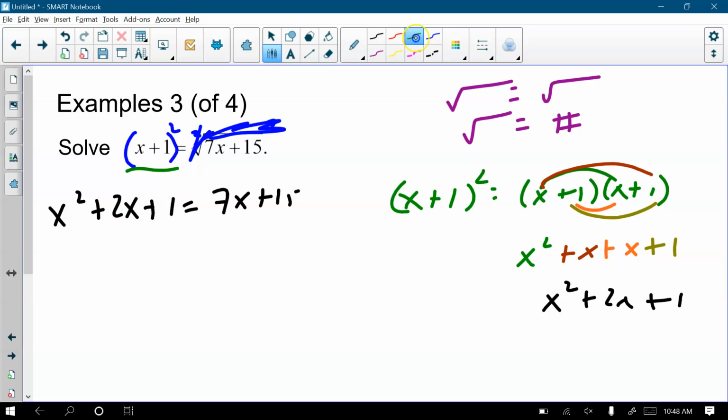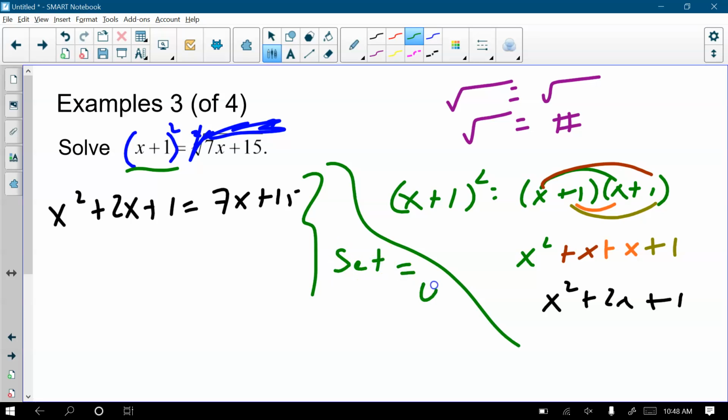Now I got to solve this. So this is a new step now, but an old step at the same time. Solve for x. It's a quadratic equation. Get x by itself. Not get x by itself. Set it equal to 0. Set equal to 0. So let's go and subtract 7x and subtract 15. And you got this.